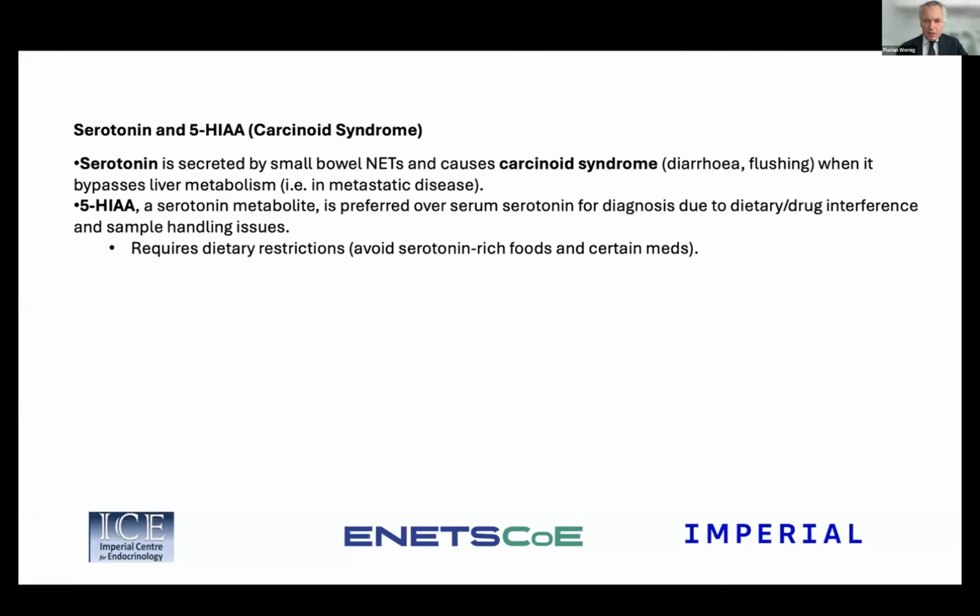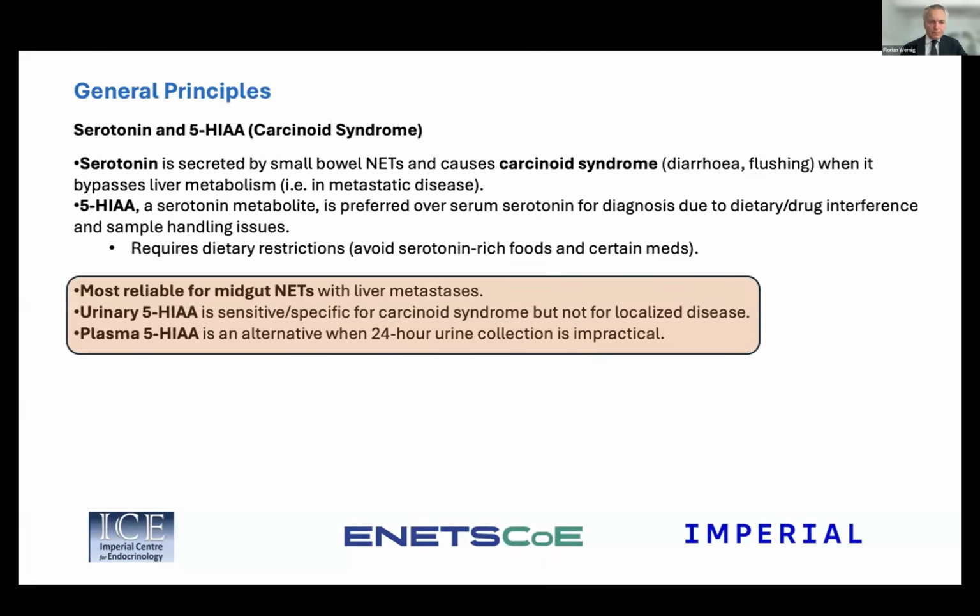5-HIAA, which is less subject to dietary and drug interference and less subject to sampling handling issues. However, it does require dietary restrictions, and it's important to tell our patients to avoid serotonin-rich foods and certain medications. It's most reliable for so-called midgut neuroendocrine tumors, and so those of small bowel origin mainly, and it is sensitive and specific for carcinoid syndrome, but not so much for localized disease, so for metastatic advanced disease.